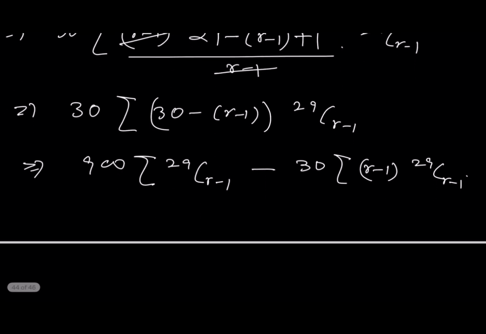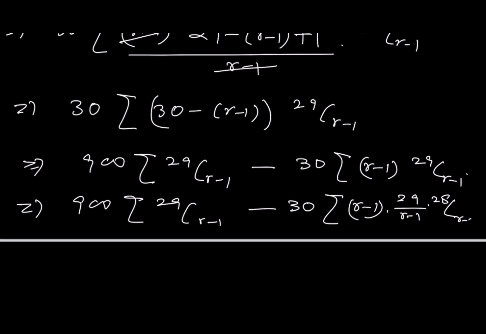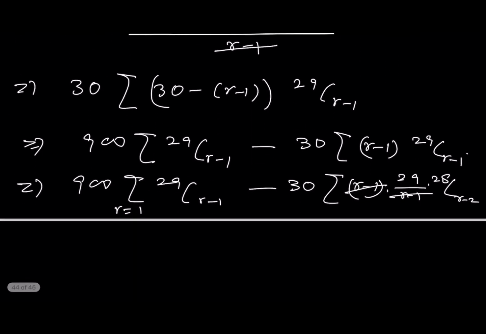Now in the second summation I will use that formula once again to cancel this r minus 1. So (r minus 1) times 29 by (r minus 1) into 28C(r minus 2). So r minus 1 and r minus 1 cancel out. For the first summation, r is varying from 1 to 30, and for the second summation, r is varying from 2 to 30.